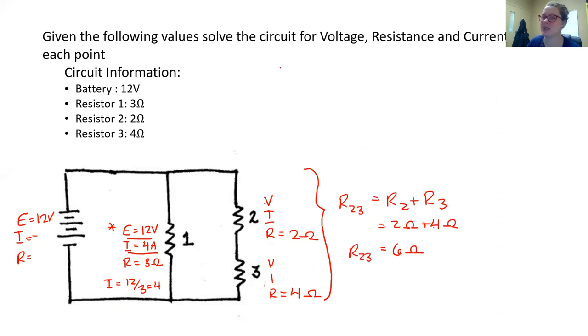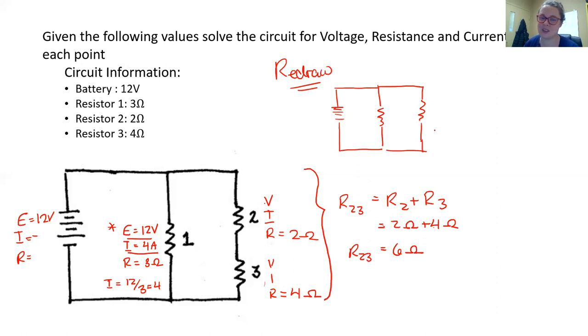And I'm going to do the same thing as I did before. I'm going to redraw it. So I have a battery. I'm getting sloppy in my drawing here. I've got a resistor, and then I have another resistor.